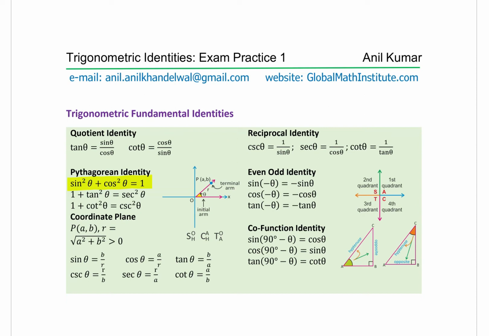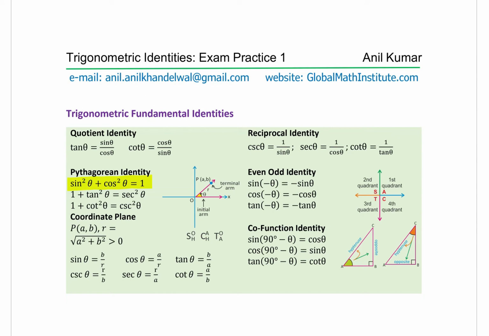In trigonometry, we get three different equations which are sine square theta plus cos square theta equals to 1, 1 plus tan square theta equals to secant square theta, and 1 plus cot square theta equals to cosecant square theta. So these three are very helpful in solving many trigonometric identities.